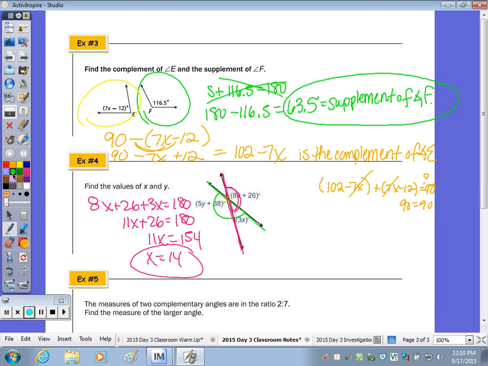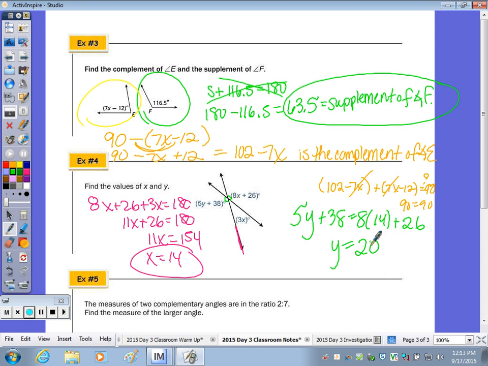So again, the vertical angles were here. They're opposite each other. So this angle is congruent to that angle. So 5y plus 38 equals 8 times 14 plus 26. So in this equation here, y is equal to 20.